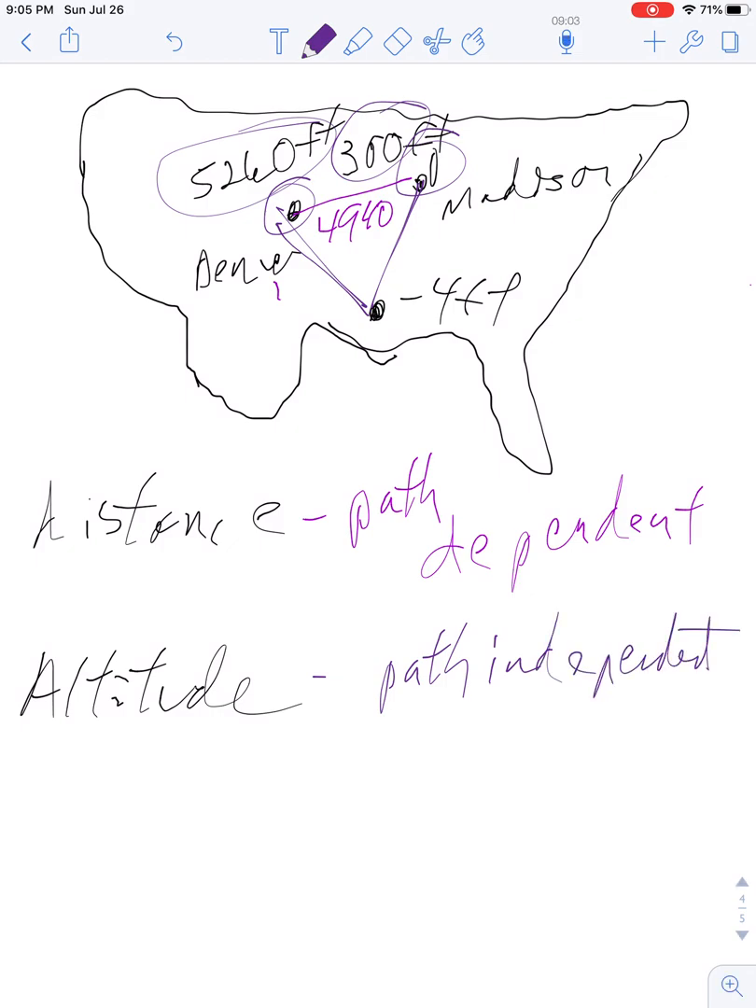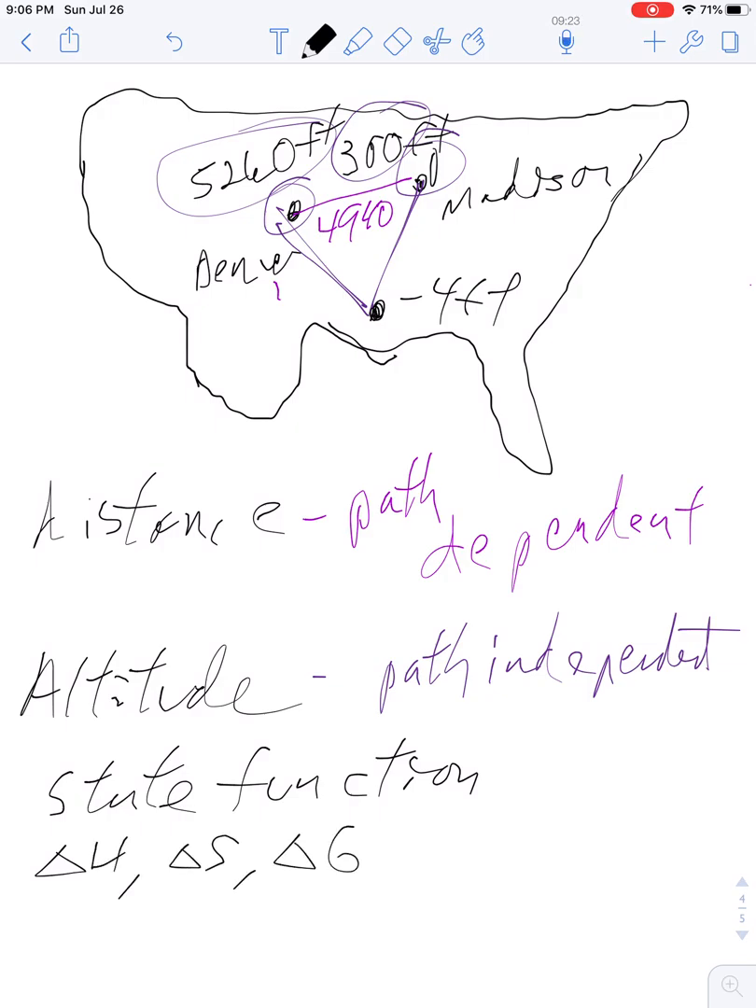Okay, so state functions, and I'm going to list them for you. They may not seem all that, they're not going to mean anything to you right now, but I'm just going to list them all. These variables are state functions: delta H, delta S, delta G, energy. Some textbooks use U instead of E, so delta U is the same thing as delta E. Those are all state functions.